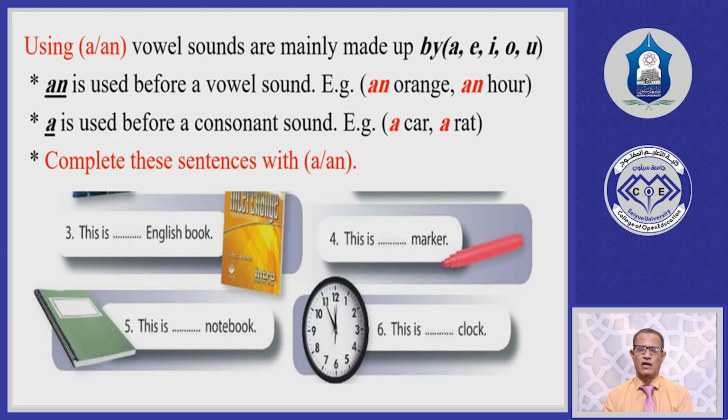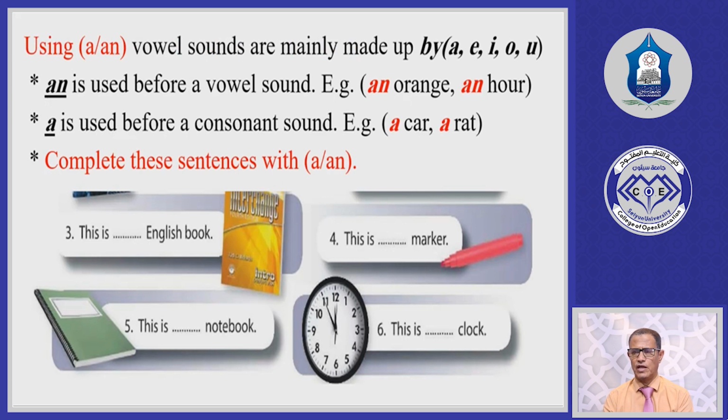So now look, we have details for these two articles. That means when do we use an and when do we use a. So the first point, an. When do we use an? An is used before a vowel sound. For example, you can say an orange, an hour, an apple, an egg, an umbrella.